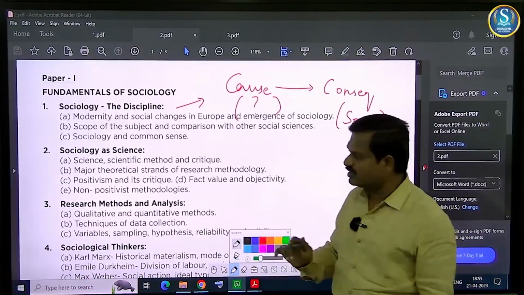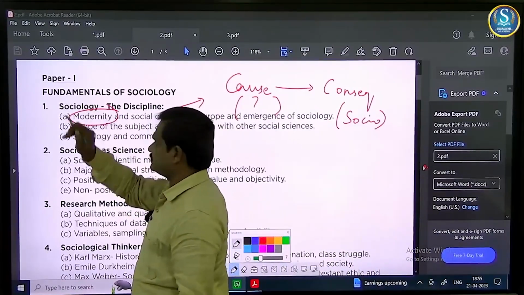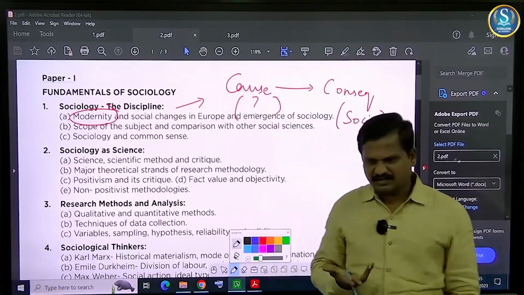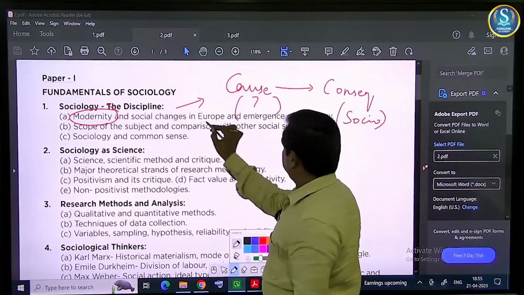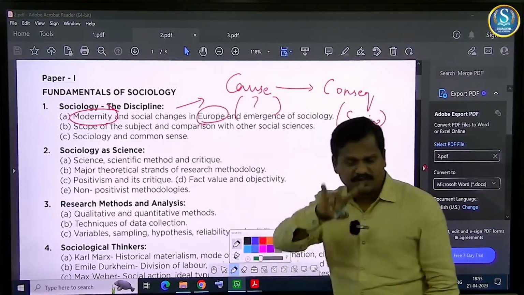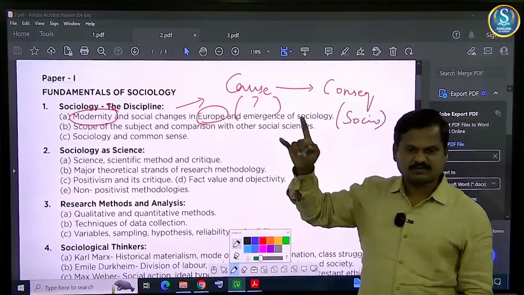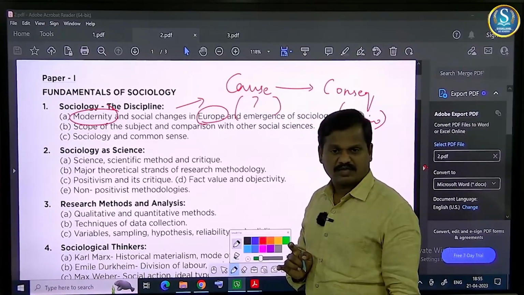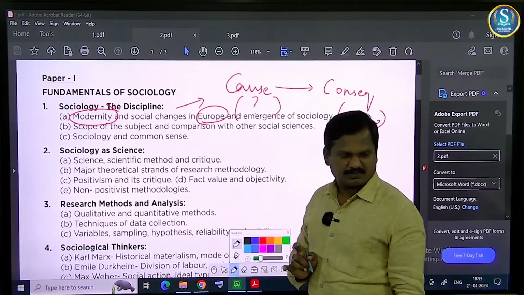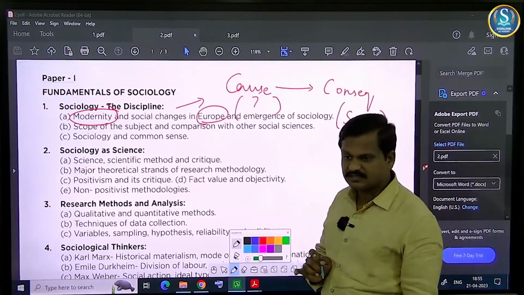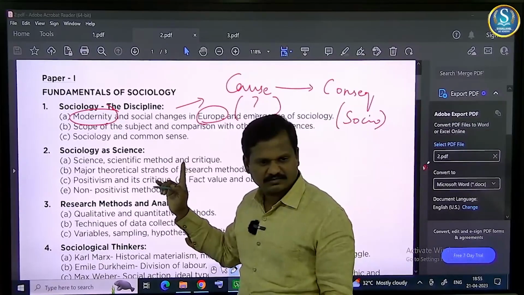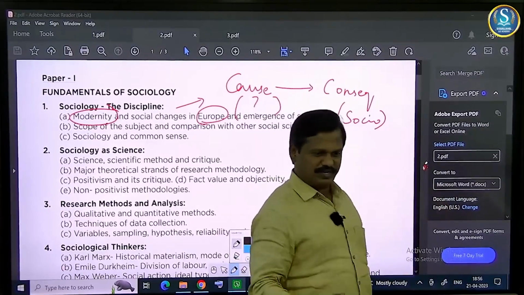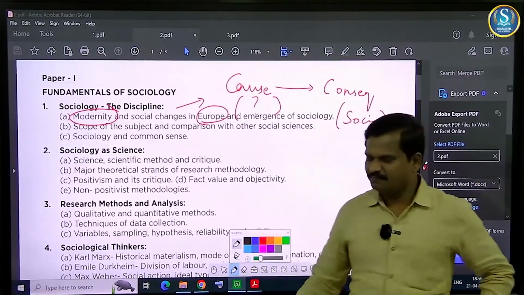In the syllabus, they are giving the cause as modernity. Modernity where? In India? Europe. Modernity in Europe is the cause of sociology. So, where was sociology born? The birthplace of sociology is not India. It is, according to the syllabus, Europe. So, this subject is imported from Europe to India. We imported that subject.